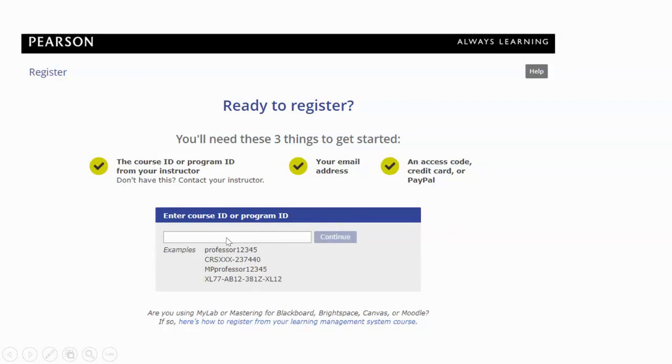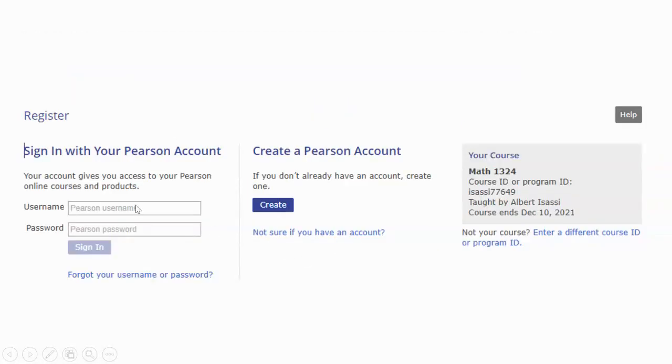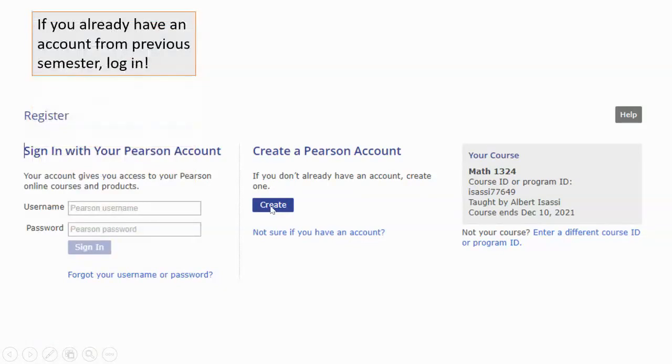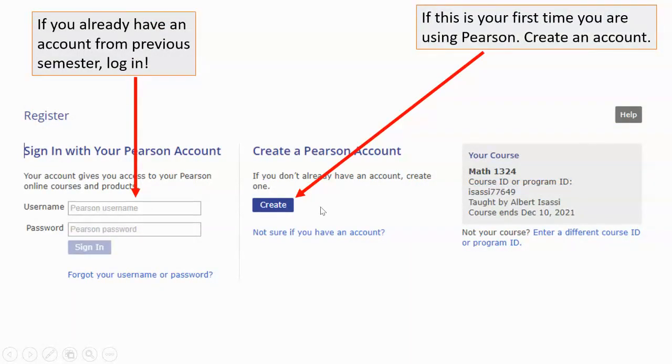So anyway, here's where you're going to click the course ID, which your instructor will give you. Once you put it in there, I believe this was my course ID from last summer or two semesters ago, you're going to hit continue. Then it's going to take you here. If you already have the account, you go here, but to create an account, you're going to hit create.